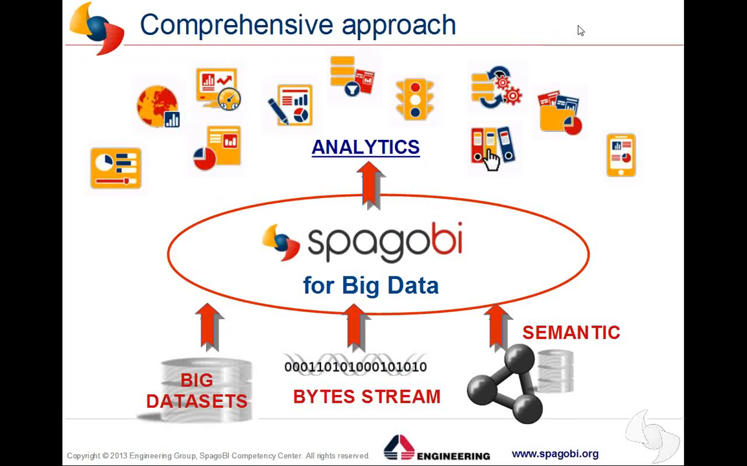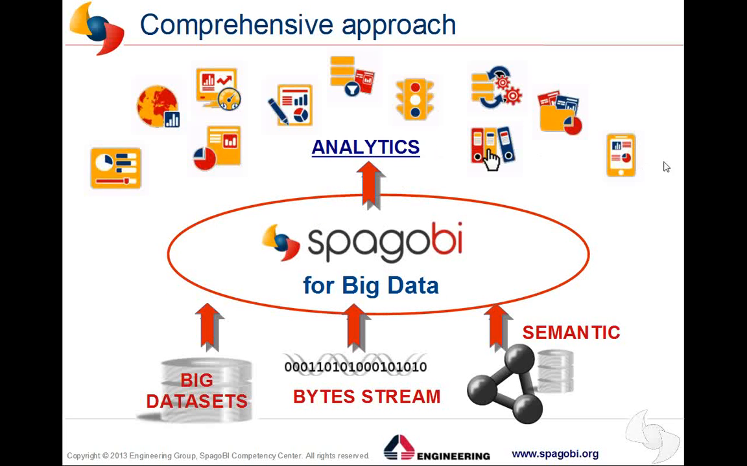So comprehensive approach, as you see here, we have SpagoBI for Big Data, which allows the developers to face and to interact with big data sets coming from the Hadoop ecosystem, NoSQL databases, and so on, but also streams of data, byte streams on data in motion, data on the fly, and last but not least, the semantic information, which are often stored in graph databases or semantic RDF databases.